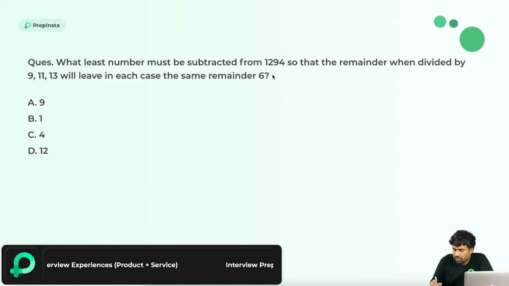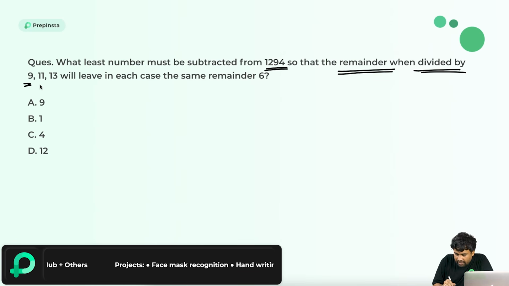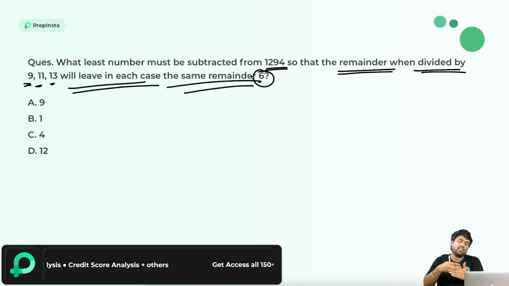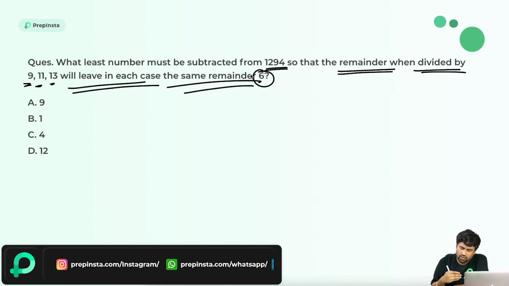What least number must be subtracted from 1,094 so that the remainder when divided by 9, 11, 13 leaves in each case the same remainder 6? Whenever you need to find a number which is divided by the given numbers and leaves a remainder, we always solve these types of problems through LCM, right? Simply. So this is the basic knowledge you need to know in the number system.